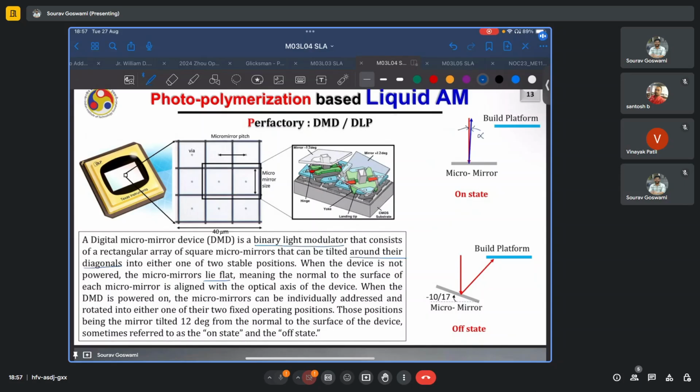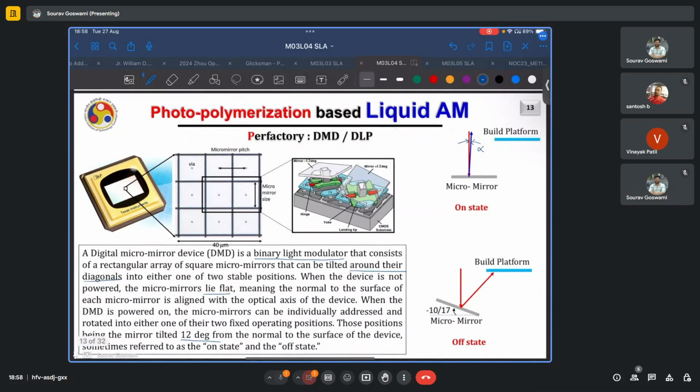When the DMD is powered on, the micromirrors can be individually actuated and rotated into either of their two fixed operating positions. These positions being the mirror tilted around 12 degrees from the normal to the surface of the device, which is called the on state, or the other state, which is the off state. So typically, I would have the mirror lying nearly flat. This is the off state.